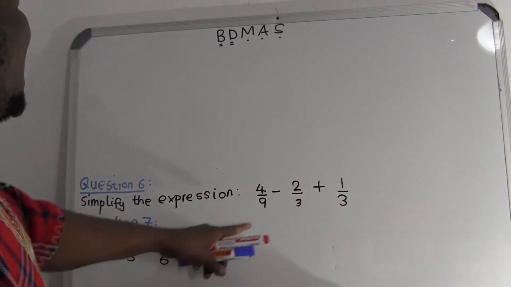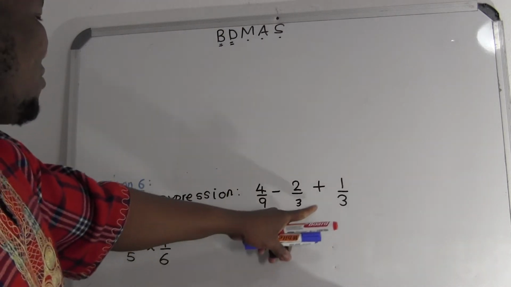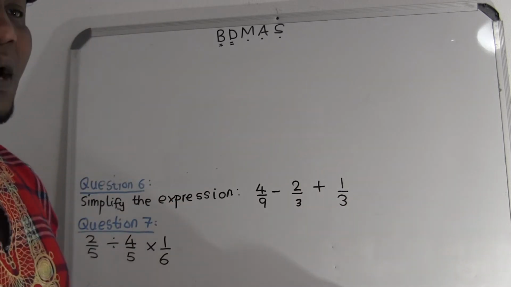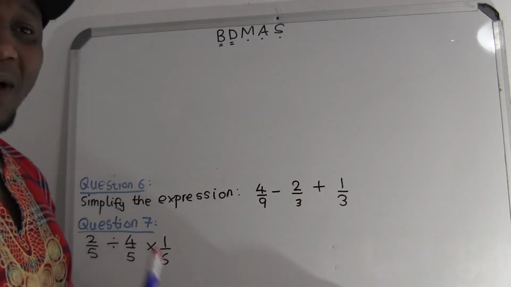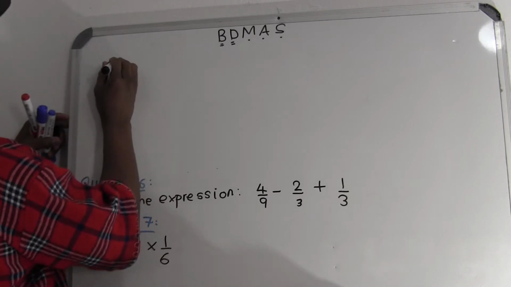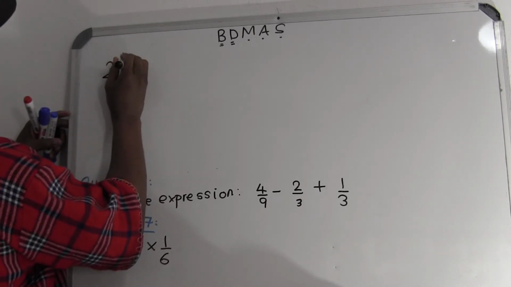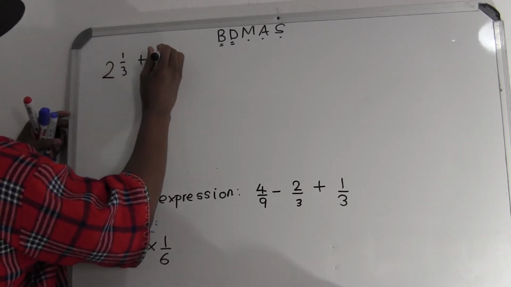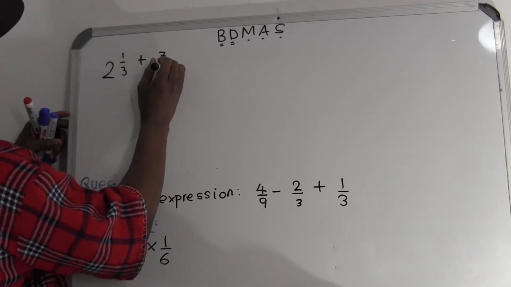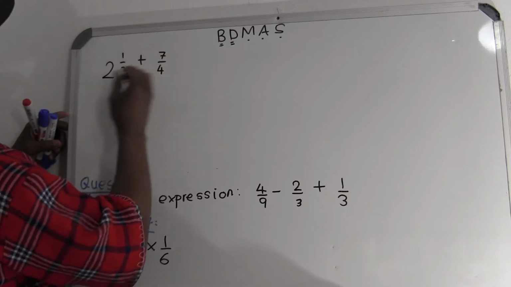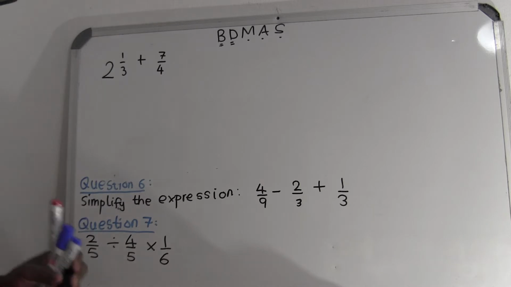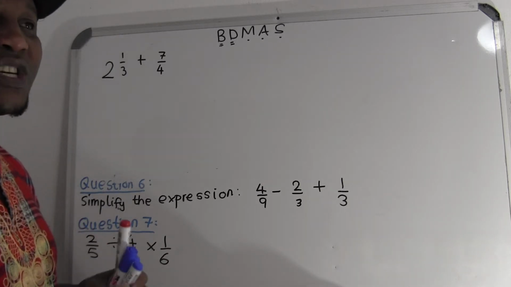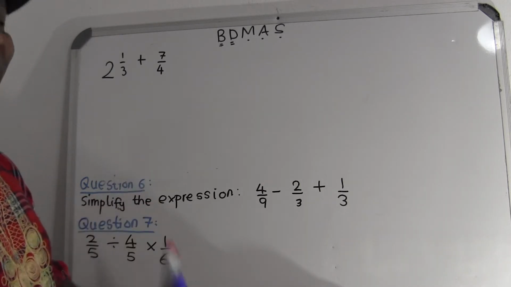Now, let's say here 4 over 9 minus 2 over 3 plus 1 over 3. So first and foremost, let me show you how to add fractions, how to multiply. For example, if somebody gives you 2 and 1 over 3 plus 7 over, let's say, 4, let's say solve it. So you know what you're going to do? For most cases, I encourage you, change everything to improper fractions.